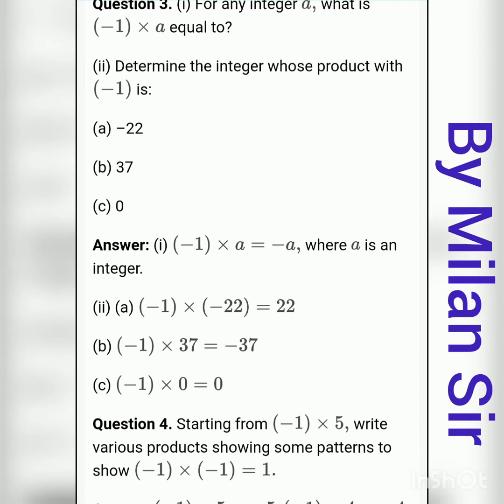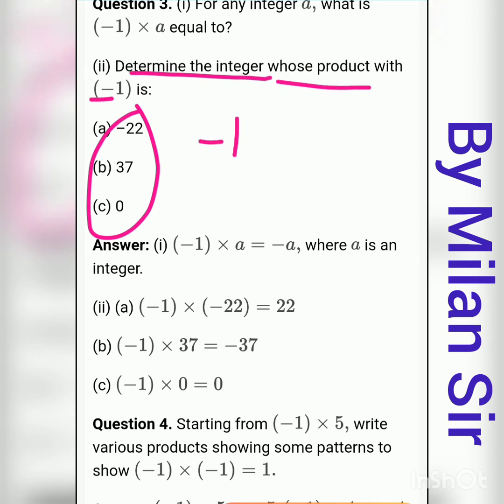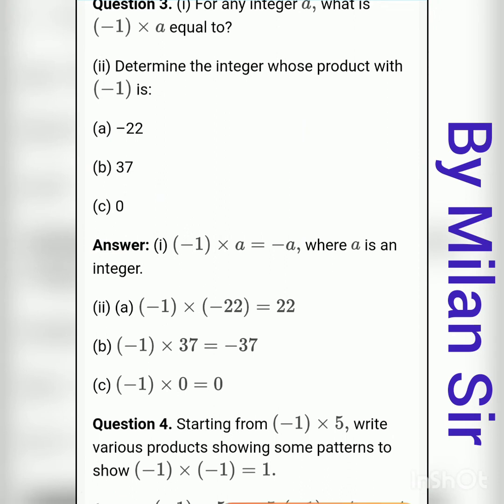Then the second question: determine the integer whose product with minus 1 is the given answer. That means which number we need to multiply with minus 1 so we get this answer. Alternatively, what it is asking you is minus 1 multiply blank is equal to minus 22. Here you need to fill this blank. Which number do we need to multiply with minus 1 so we get minus 22.